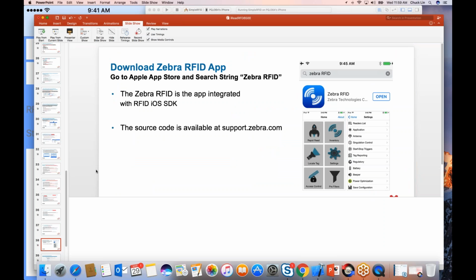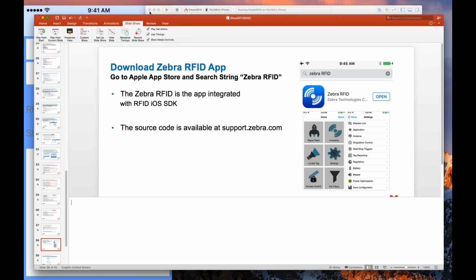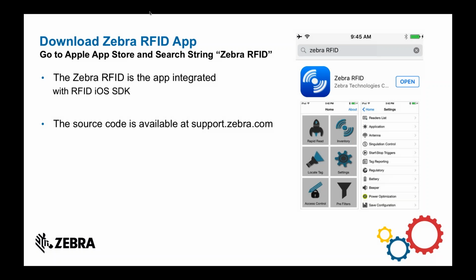So let's jump to the demo app. How do you download the Zebra RFID demo app? Let me start the slideshow. Just go to the App Store, type the search string Zebra RFID, and you can find the Zebra RFID demo app.